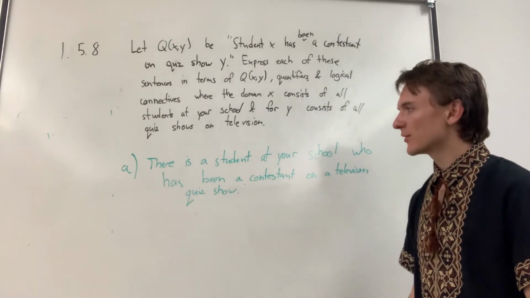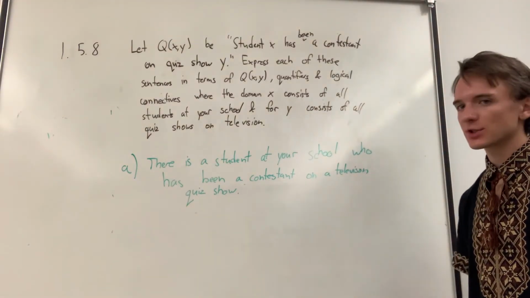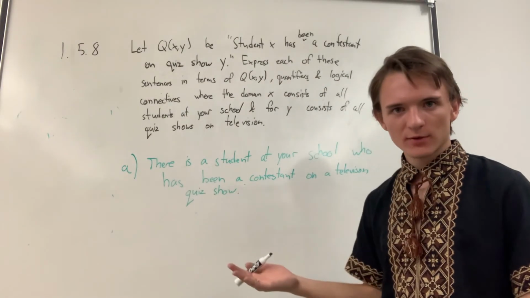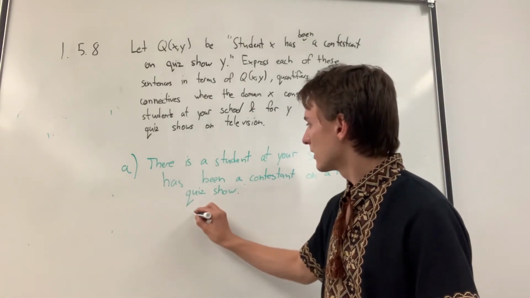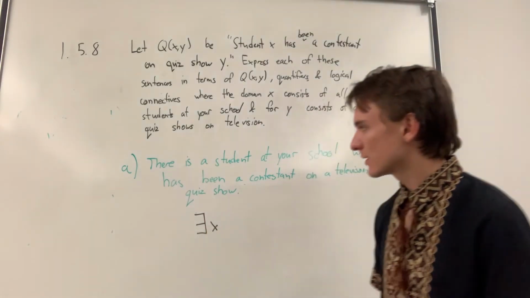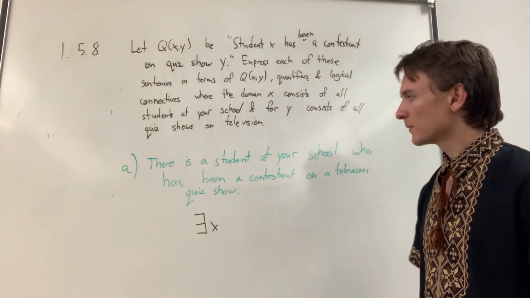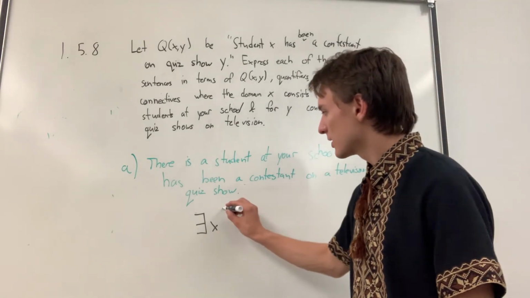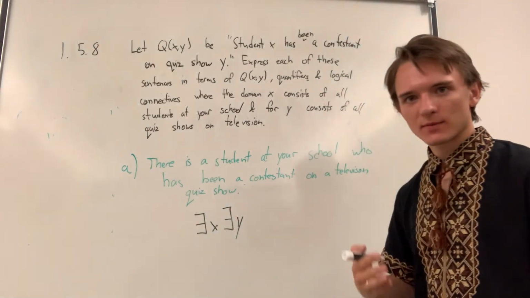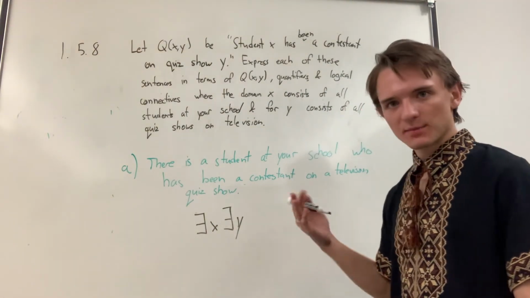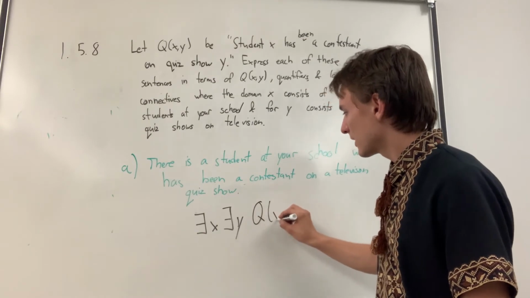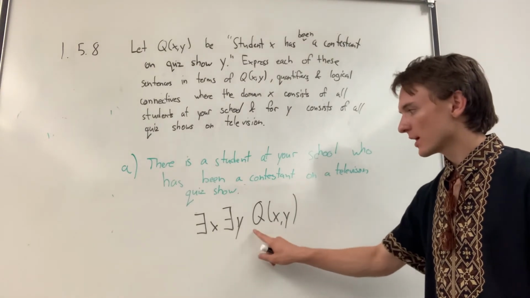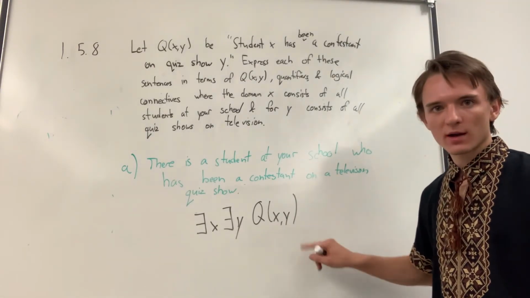So the first problem reads, there is a student at your school who has been a contestant on a television quiz show. We want to convert this. Well, there is, so we know there's an existential quantifier. There is a student at your school, that's the x, who has been on at least one television quiz show. So there exists a y, which supposedly he has been on. And because he's been on it, Q of x, comma y. So for some x and some y, Q of x, comma y holds true.